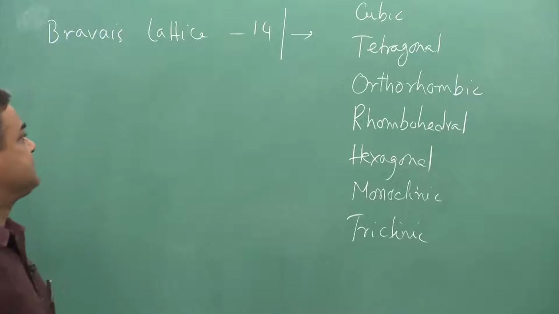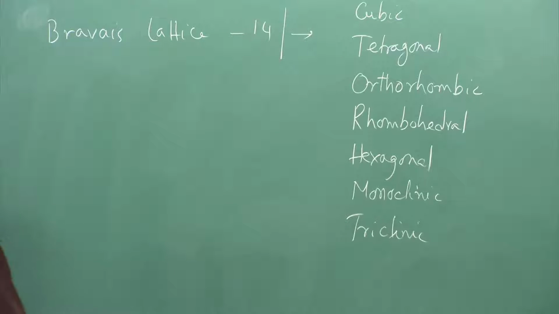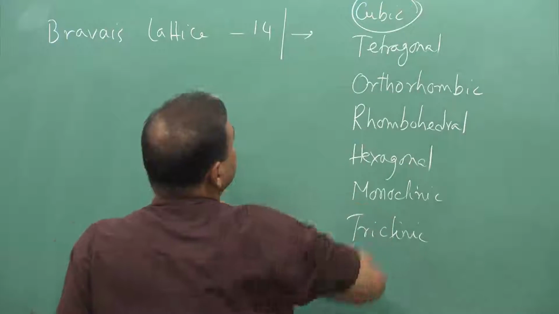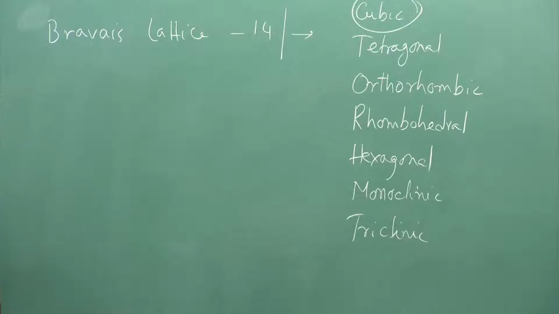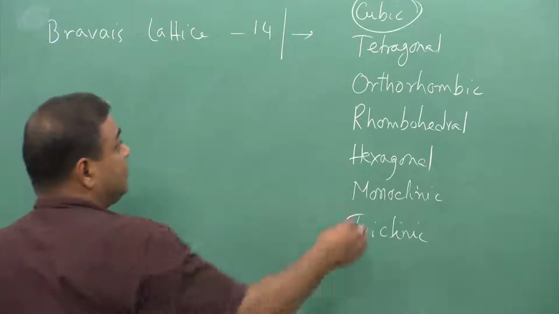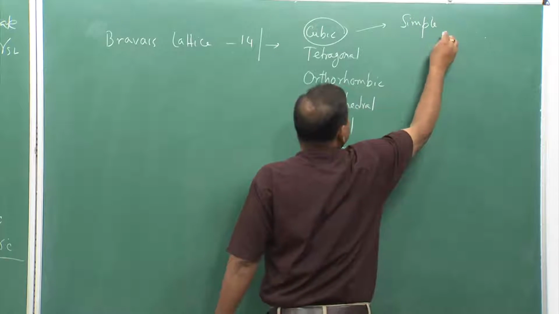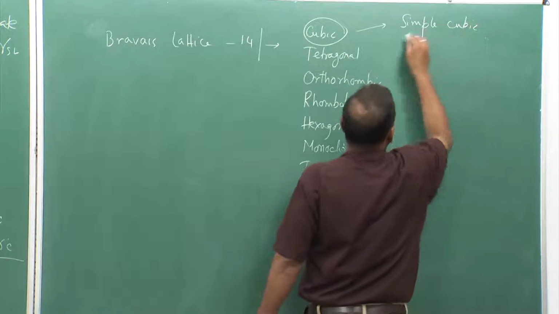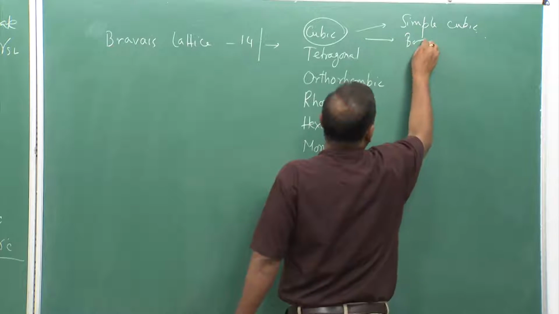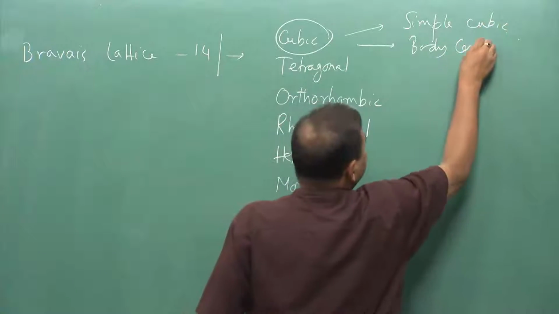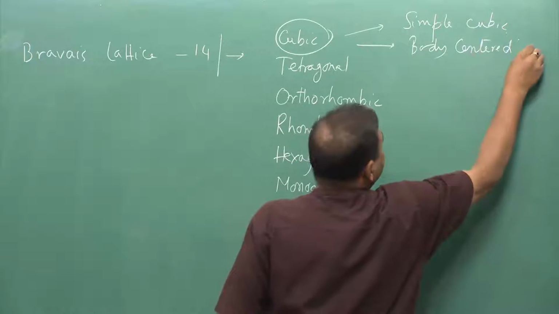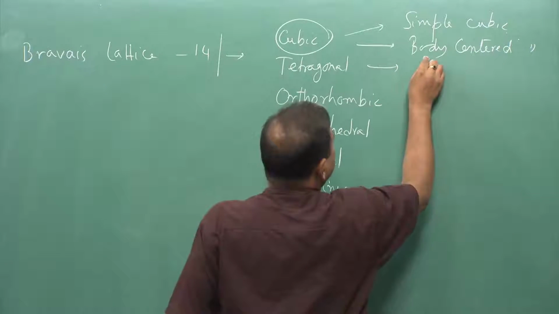So, these are the 7 crystal systems, and we are looking at the cubic system. In the cubic system, there are 3 Bravais lattices. One is simple cubic, then body centered cubic, and then another one, face centered cubic.